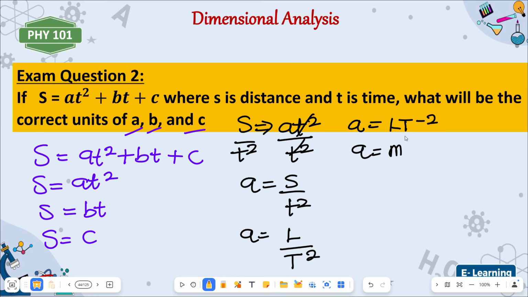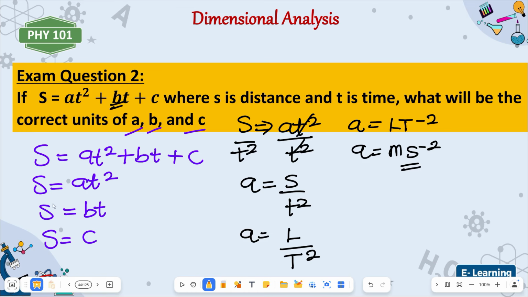L is meter. T is what? Per second square. That is the unit. All right? So the correct unit for a is meter per second square. That is what you do. It's a very simple thing. Once they give you an equation like this, all you need to do is first equate what you have here to the at squared, make a the subject of the formula, equate what you have here to the bt, make b the subject of the formula, equate what you have here to c, and then make c the subject of the formula.